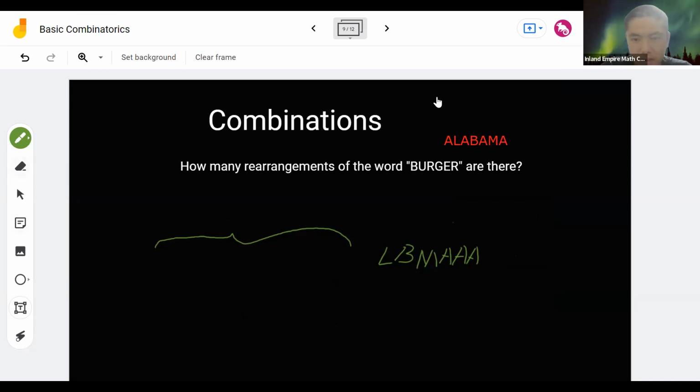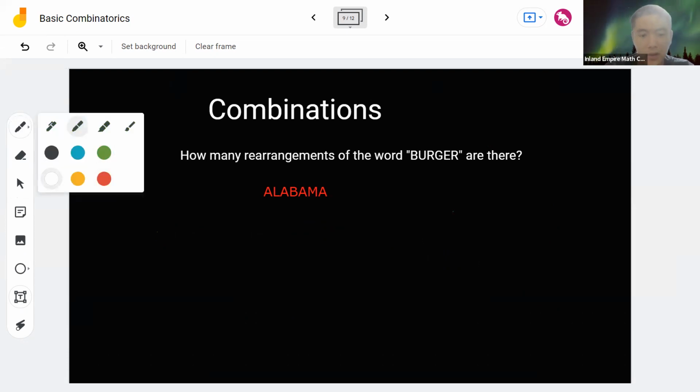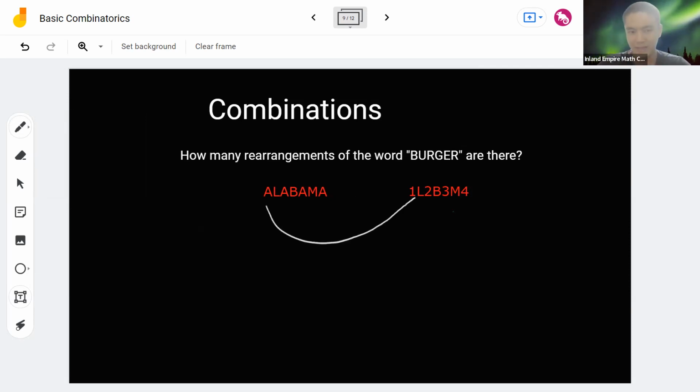Let me clear all of this real quick. All right, so Olivia, let's say that we're trying to arrange the word Alabama, right? And let's say that instead of just counting the Alabama, we're actually counting L, B, M, and 1, 2, 3, 4. So we're basically swapping all of the A's with distinct numbers. So instead of just 4 identical letter A's, we actually have 4 different numbers, so we can distinguish between them.